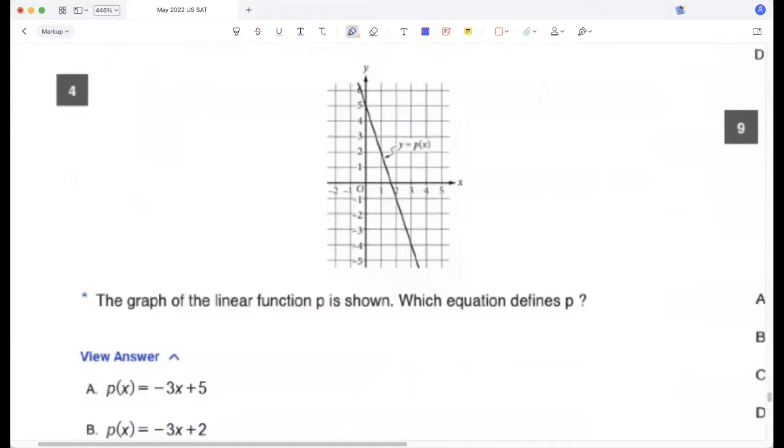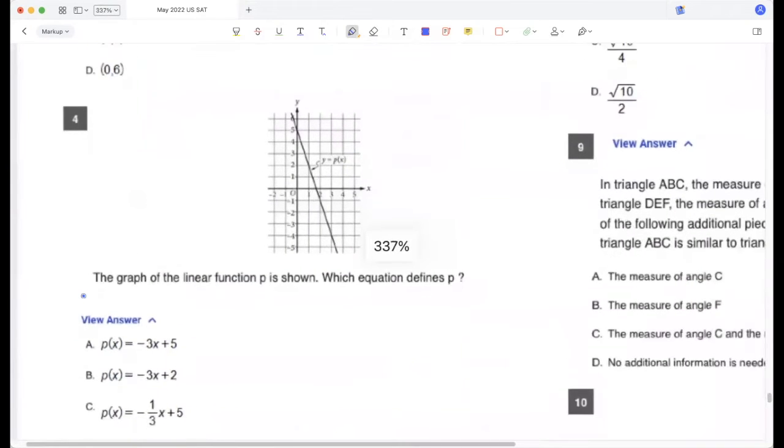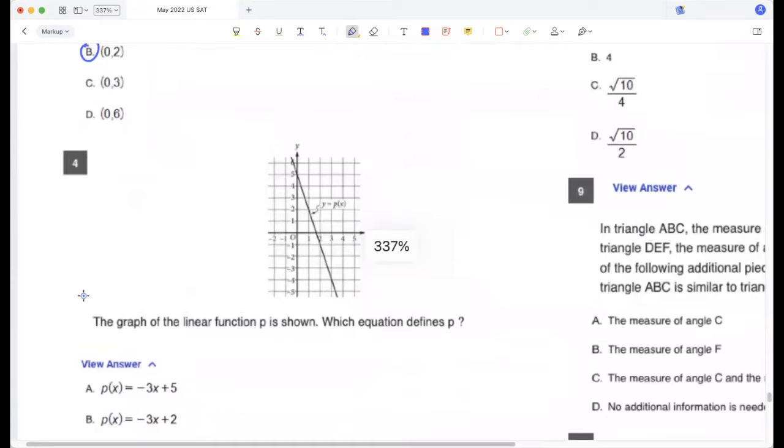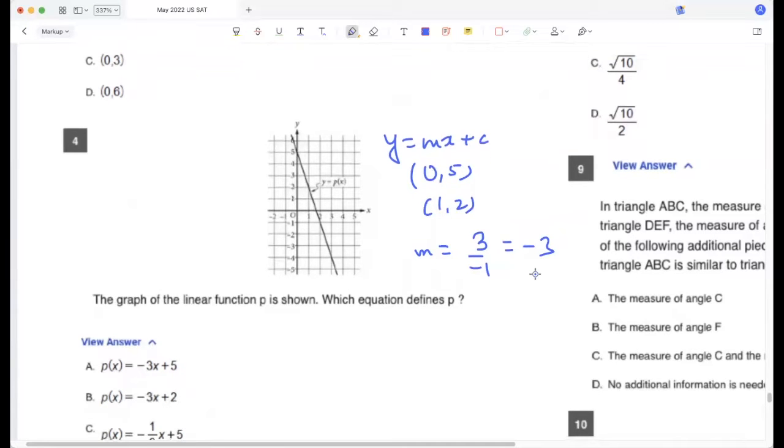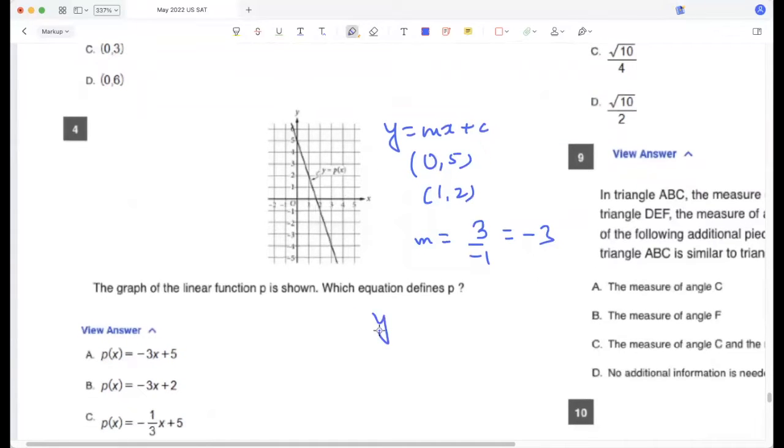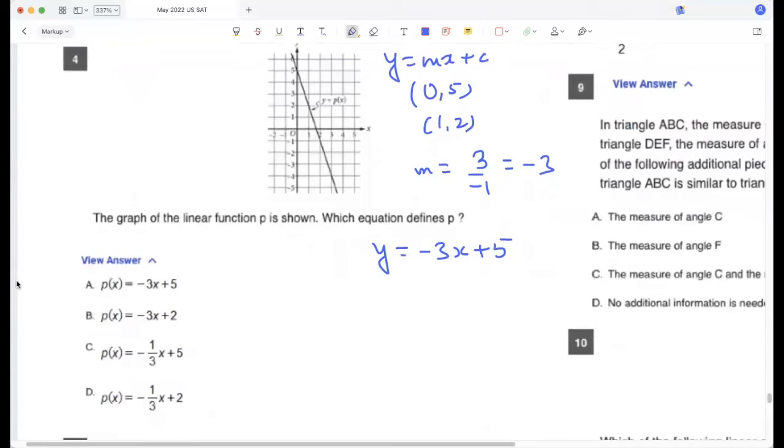The graph of the linear function is shown. Which equation defines p? So we can use y = mx + c, and we can find the slope using (0, 5) and (1, 2). So the slope will be 3 by negative 1, which is negative 3, and the y-intercept is 5. So it will be y = -3x + 5. Option A.